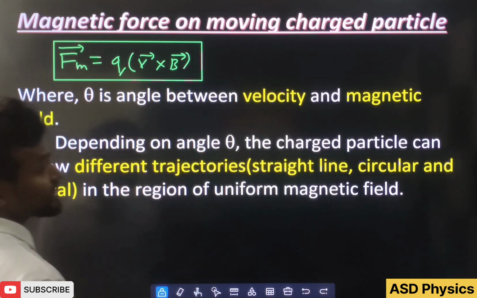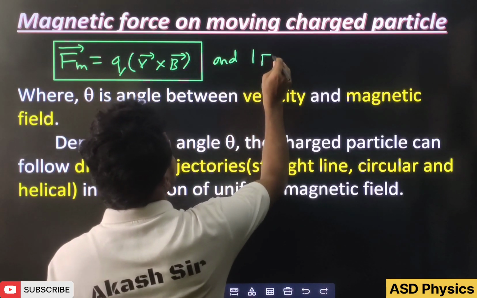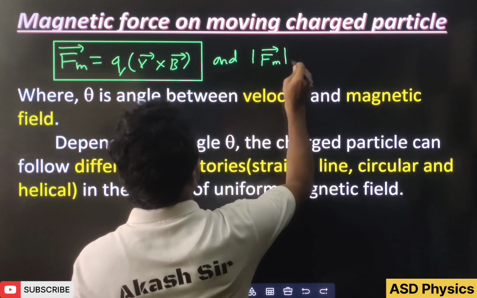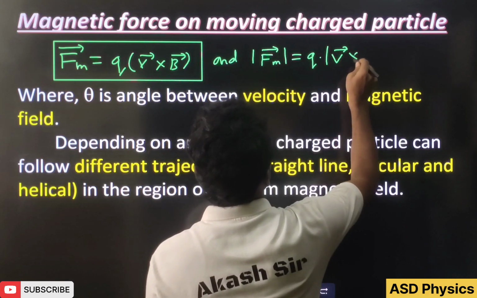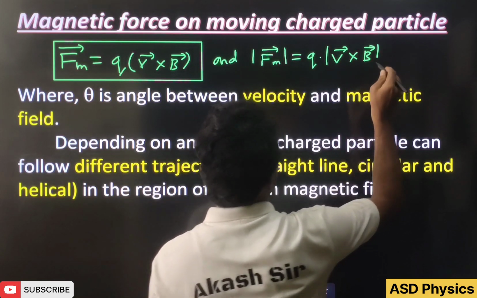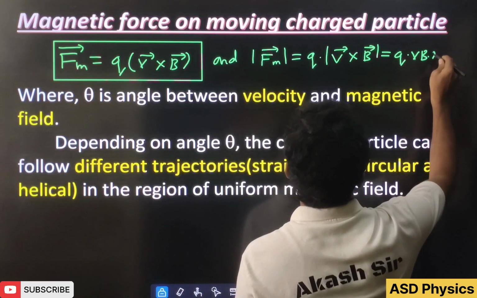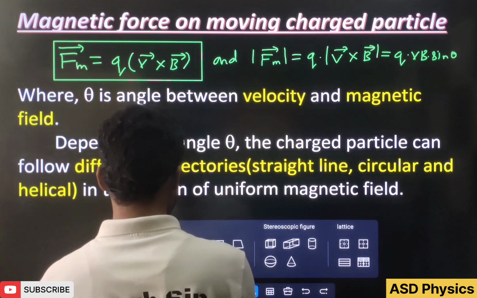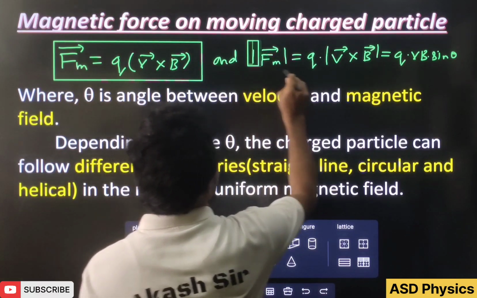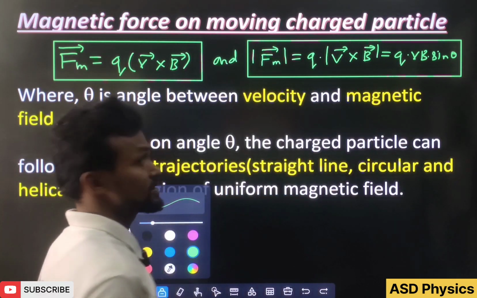Now students, if I talk about the magnitude, we can write it like this: mod Fm is equal to charge Q. Depending upon the situation, this charge can be positive and also negative. So Q and mod of V cross B means QVB sin theta. This is the magnitude.